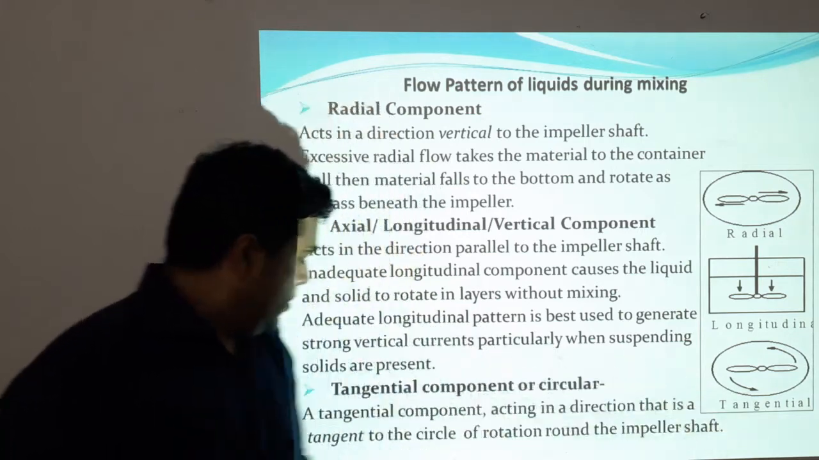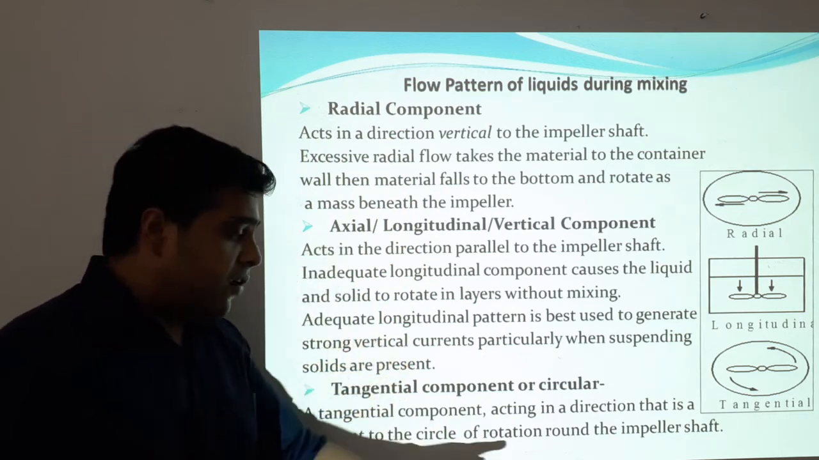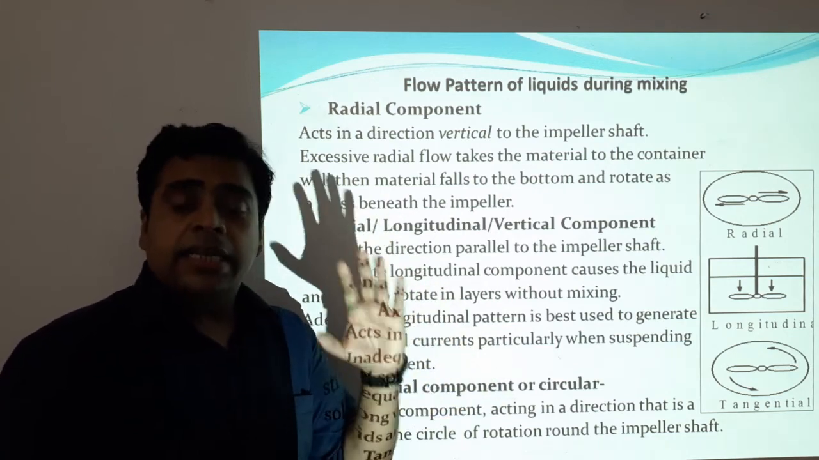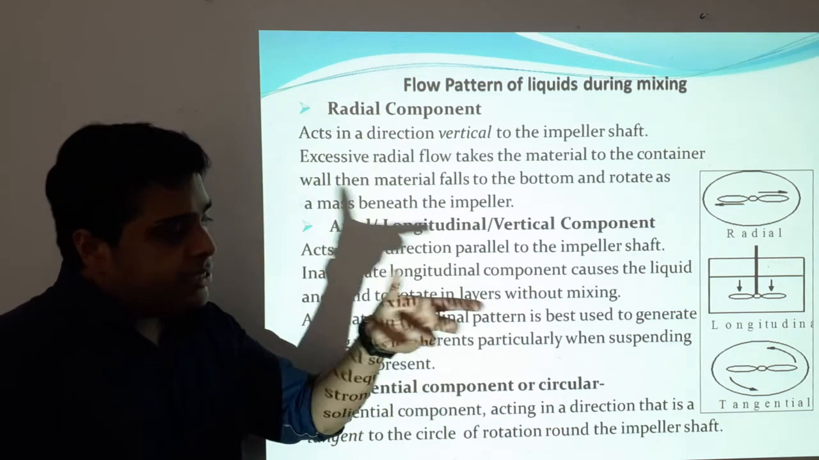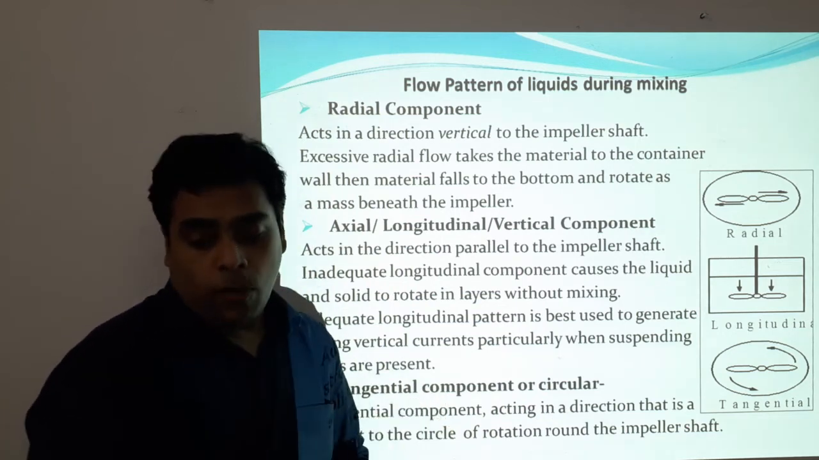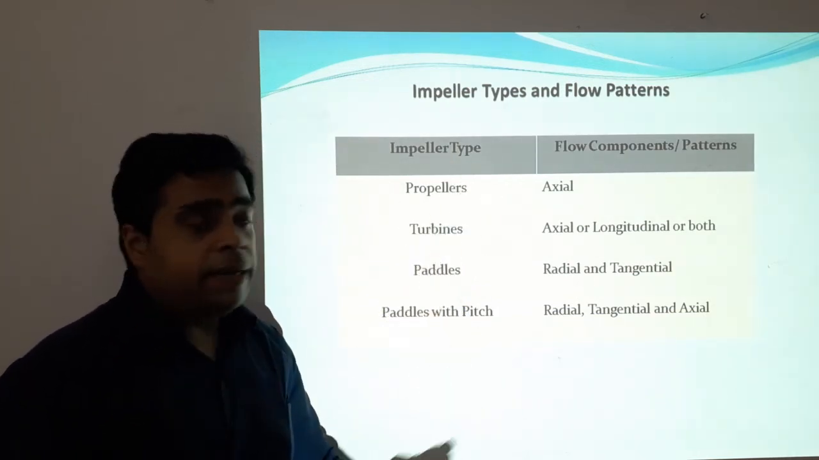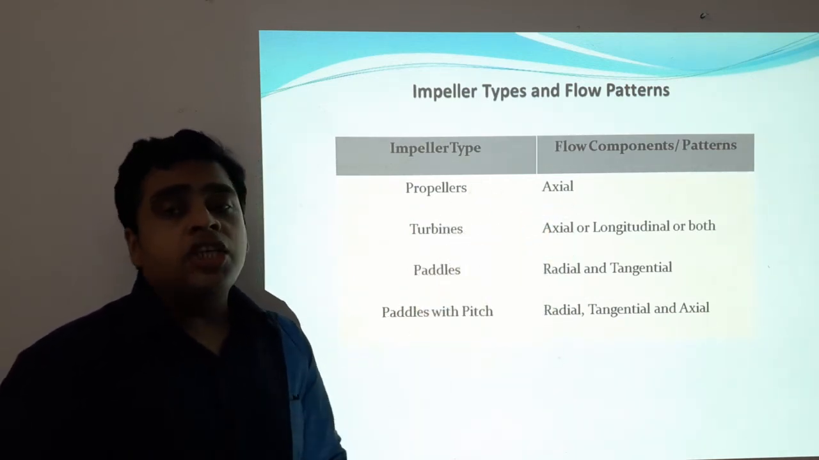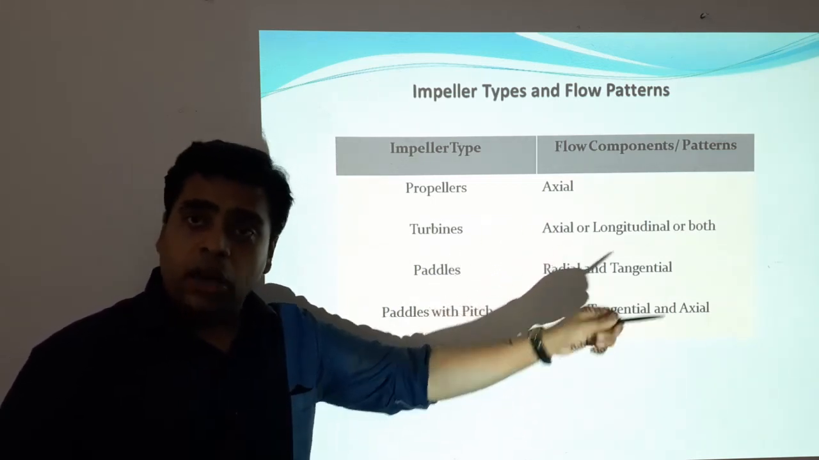Just see the arrow. A tangential component acts in the direction that is tangent to the circle of rotation around the impeller device. When the movement of the impeller shaft device is acting in the direction tangent to the circle of rotation, that particular movement is called the tangential component or circular component. Let us check which impeller types show which flow components or patterns. The propellers show axial movement. The turbines show either radial or axial or maybe both.